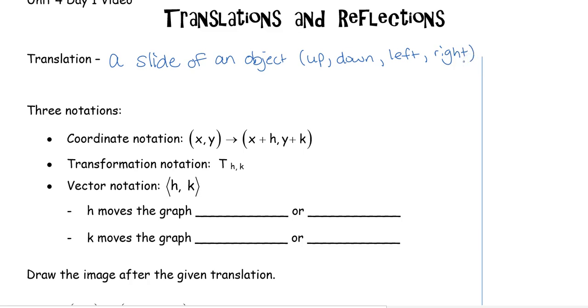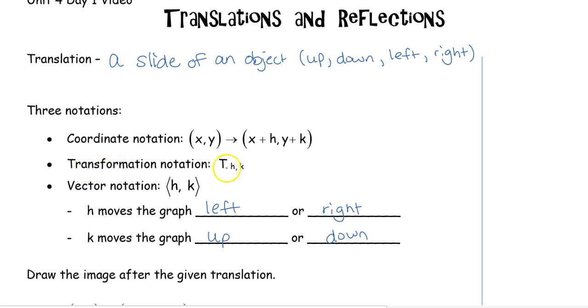There are three different ways in which we can write translations, three different notations. The first is coordinate notation, then there's transformation notation, and then there's vector notation. Notice that in the coordinate notation, all coordinates are x, y. We can either add an h or we can add a k. The h is going to move it, since it's with x, either left or right. Since we see that the k is with the y, the k is going to move it up or down. That h and that k is going to show up in all three different notations.